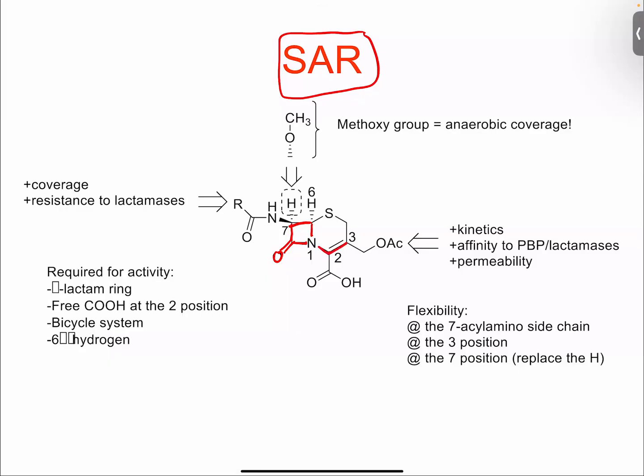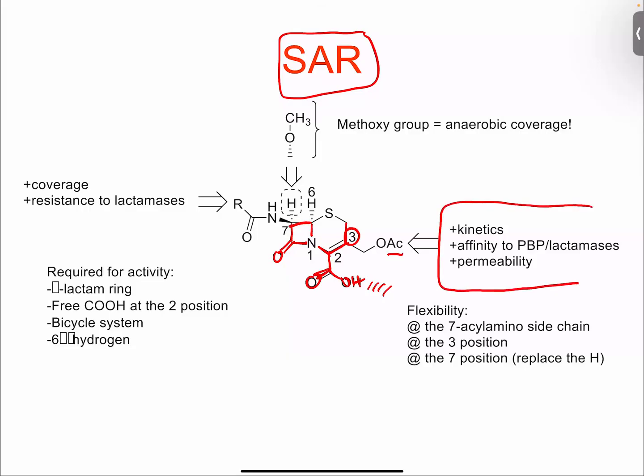Coming off at the 2 position, we have a carboxylic acid. We know that that's important because that does mimic the sequence of D-alanine, D-alanine, and that actually establishes some type of bond with a lysine residue in the enzyme active site. At the 3 position, there's just an acetate shown here, and that's very general. And some of the cephalosporins have an acetate as the side chain at 3 position.